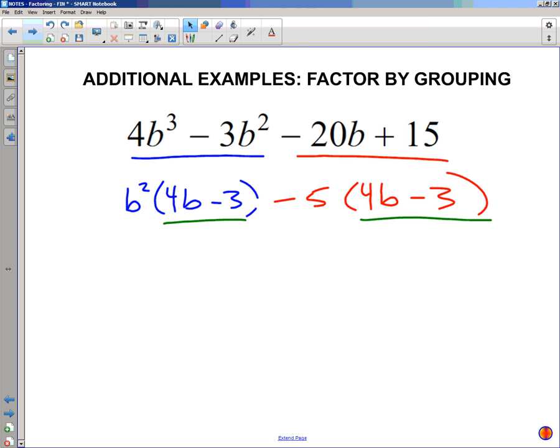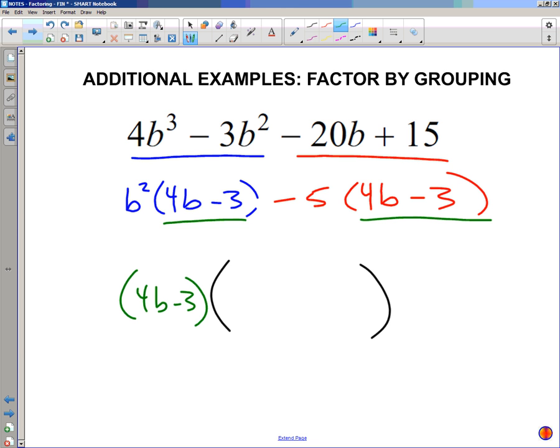And we can go ahead and pull that matching factor out into the front of the entire expression. We're going to have a 4b minus 3 out front, and what's left behind will be a b squared minus 5. Just checking to see if we can factor any further. Neither of those factors goes any further. So our final answer will be 4b minus 3 times b squared minus 5.